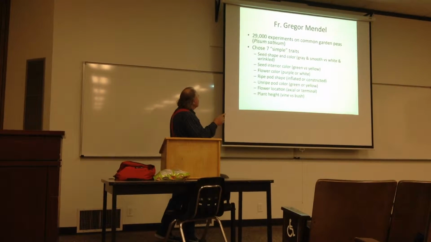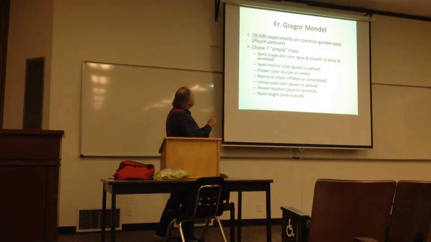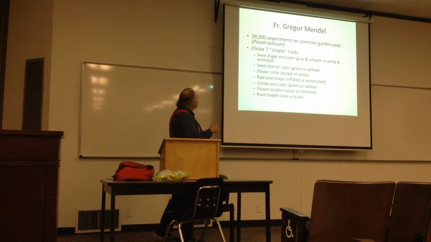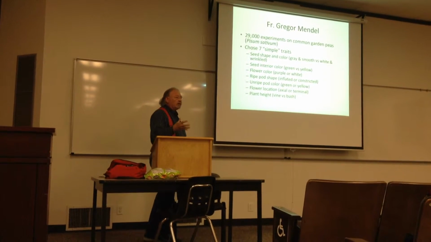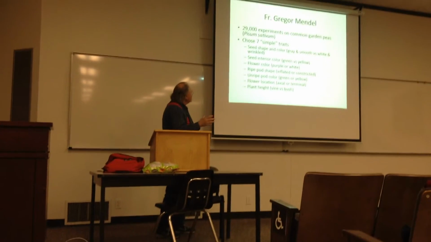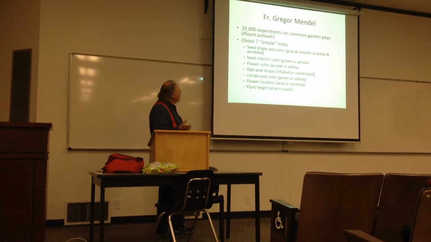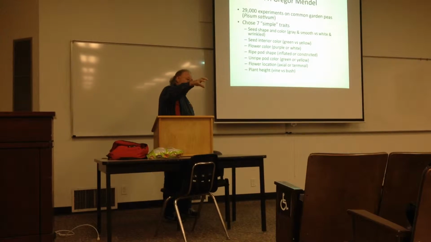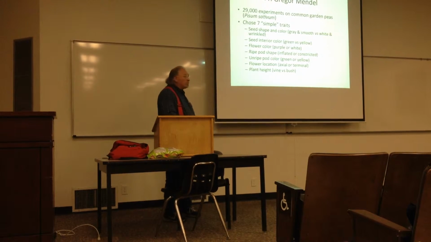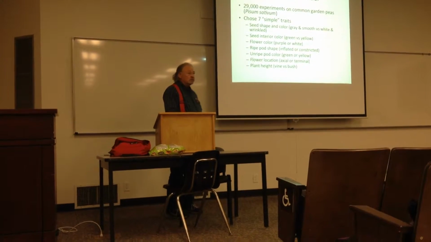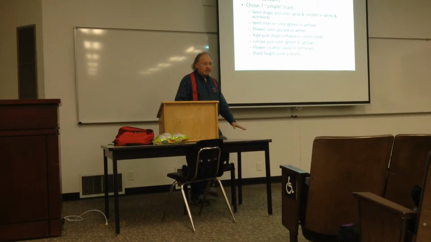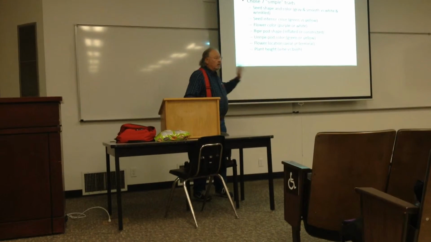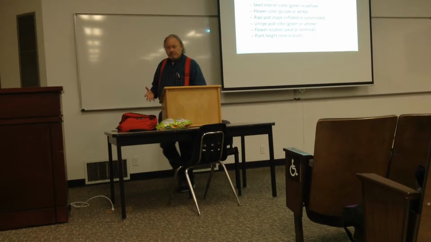For seed shape and color, there's gray and smooth versus white and wrinkled. Seed interior color, green versus yellow. Flower color, purple or white. Pod shape, inflated or constricted. Unripe pod color, green or yellow. Flower location, either next to the stem or off on the tendrils. Plant height, vine versus bush. If you are a gardener, bush beans will grow about that high, and then other beans grow up a trellis. Those are simple traits of either-or.